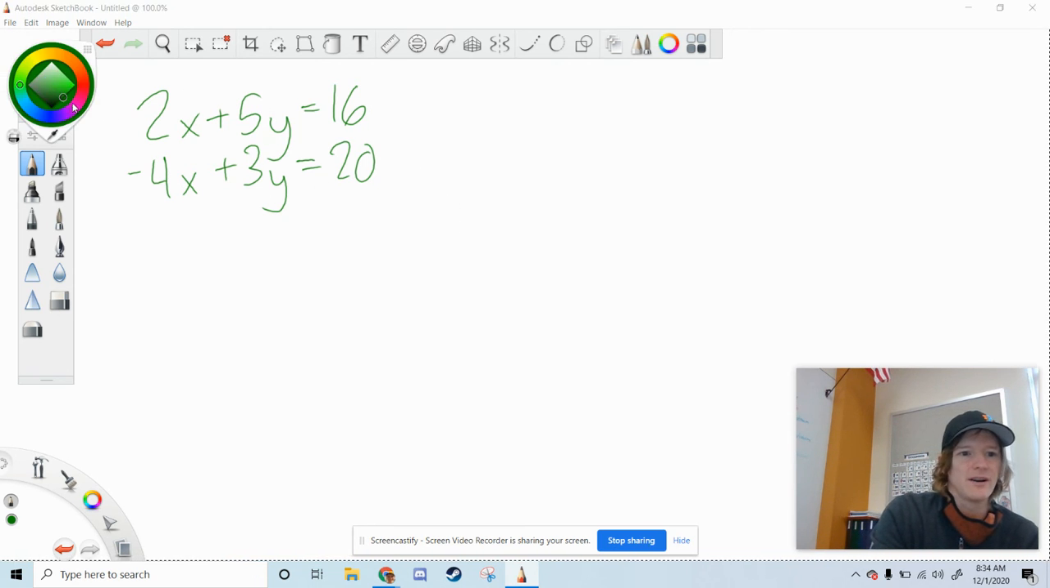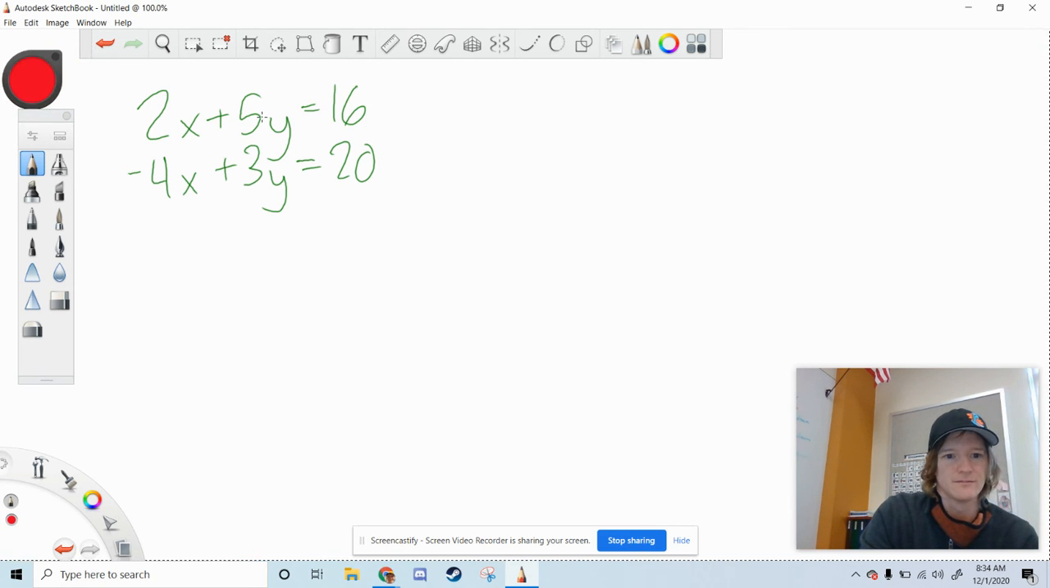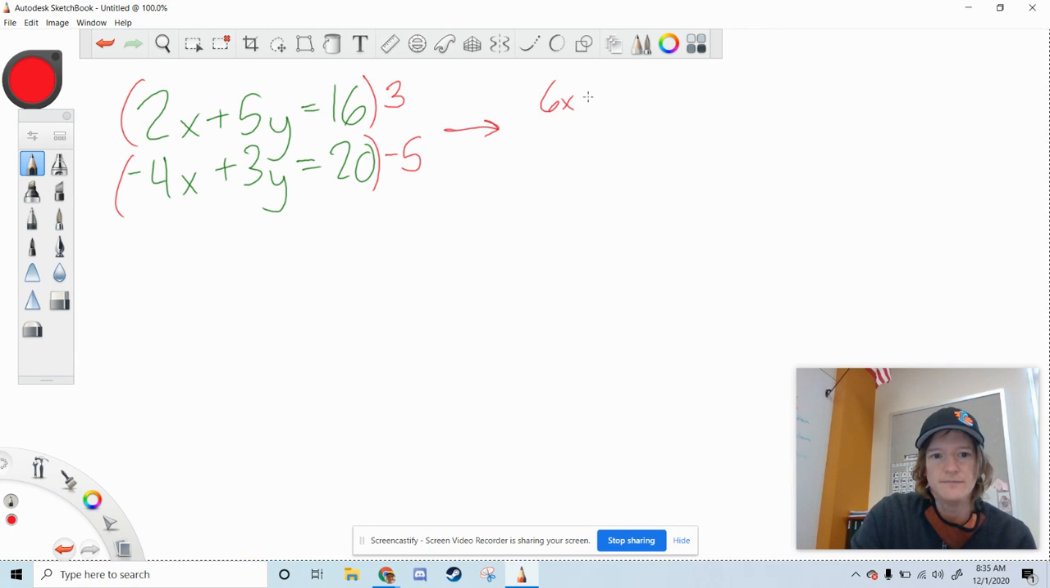But let's get rid of the y's because I want to show once more how, if we have to change both of these equations, how we should do it. Let's get rid of the y's. We're going to make it 15 and negative 15. So let's go this one times 3 and this one times negative 5 again. So it'll be 6x plus 15y equals 48.